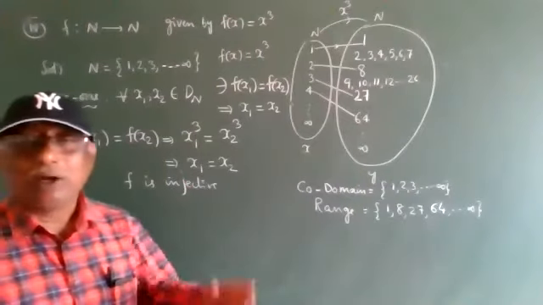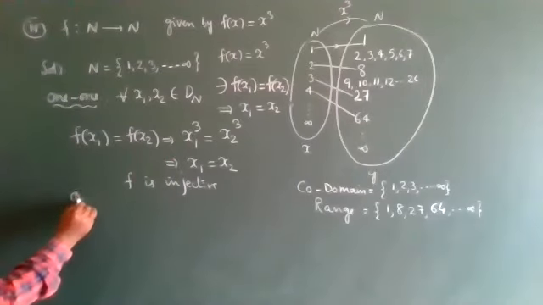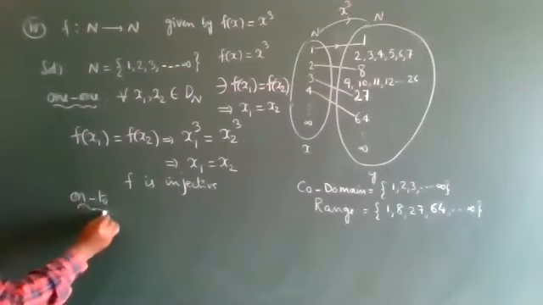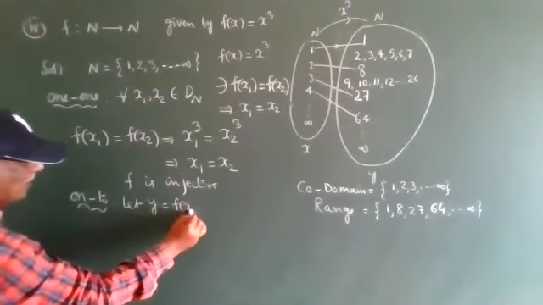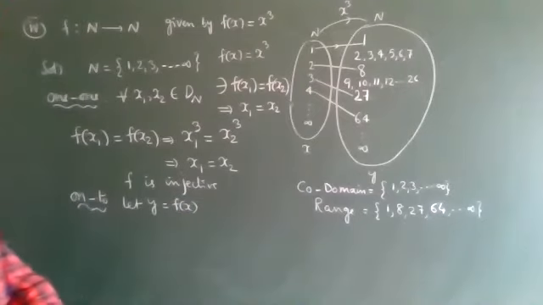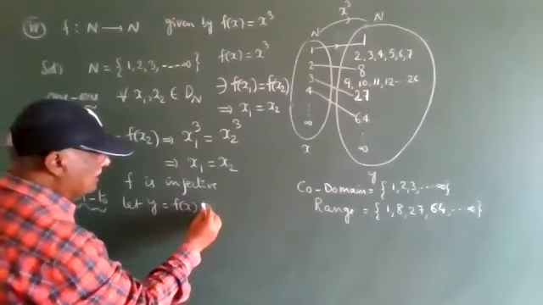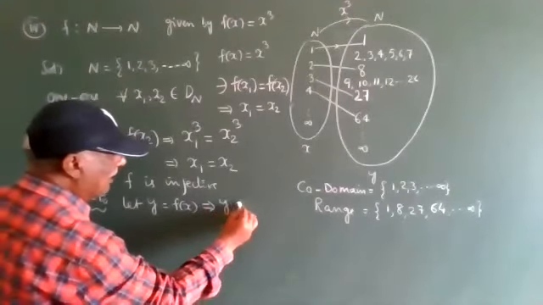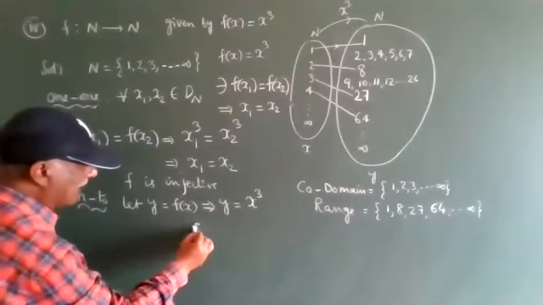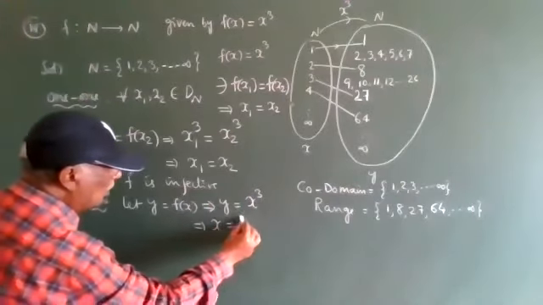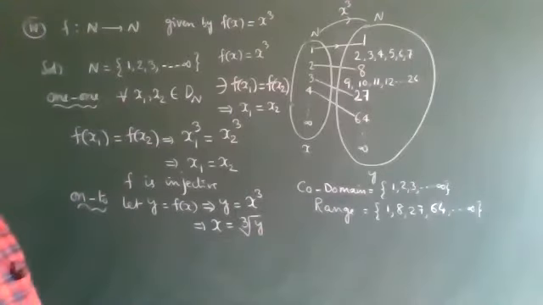Onto, we already know that, but I will check. For onto, let y be equal to f of x. Y is equal to f of x, which is x cube. Find out the x value. x is equal to the cube root of y.